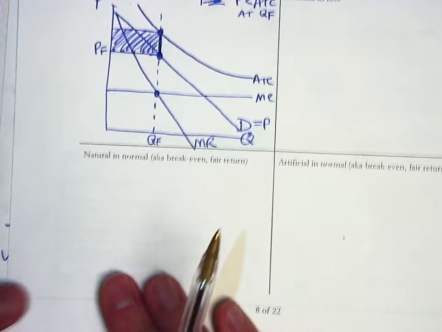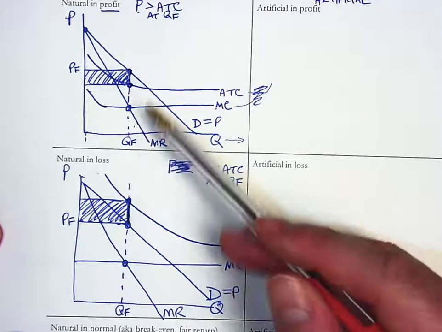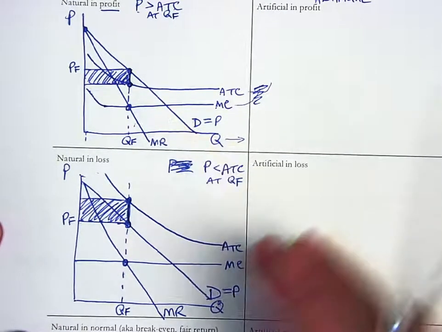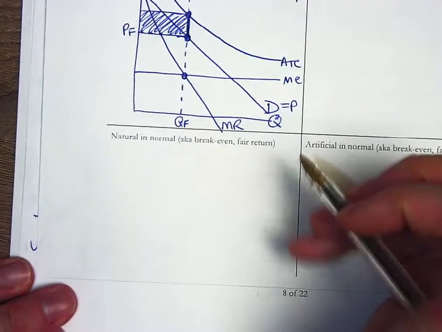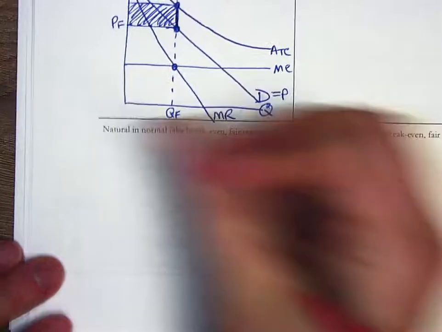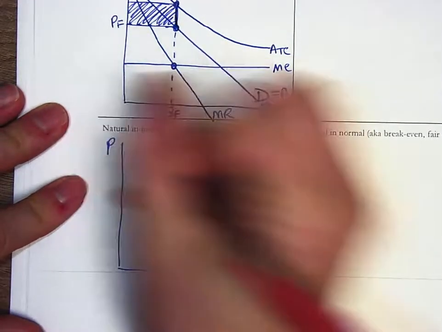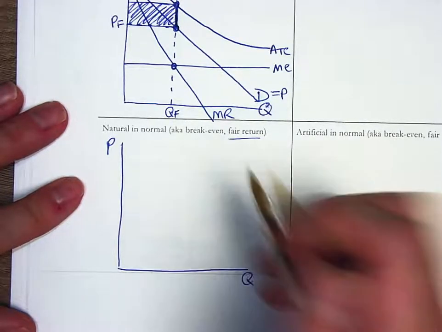Now we're going to do the last one. And again, these look really similar. If you kind of observe, the ATC is just moving, is what we're really doing here. We're just moving the ATC. Natural monopoly in a normal profit or break even. This is sometimes called a fair return. It's a fair return because they're earning accounting profit even if they're breaking even in an economic sense.